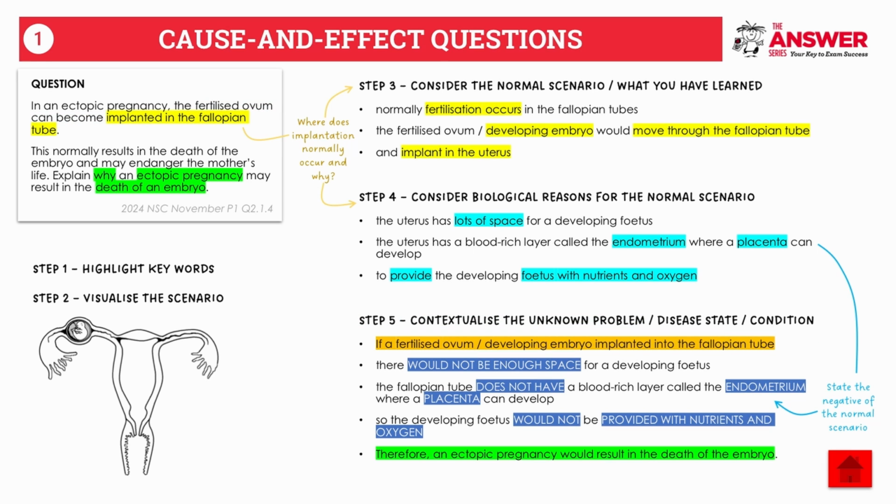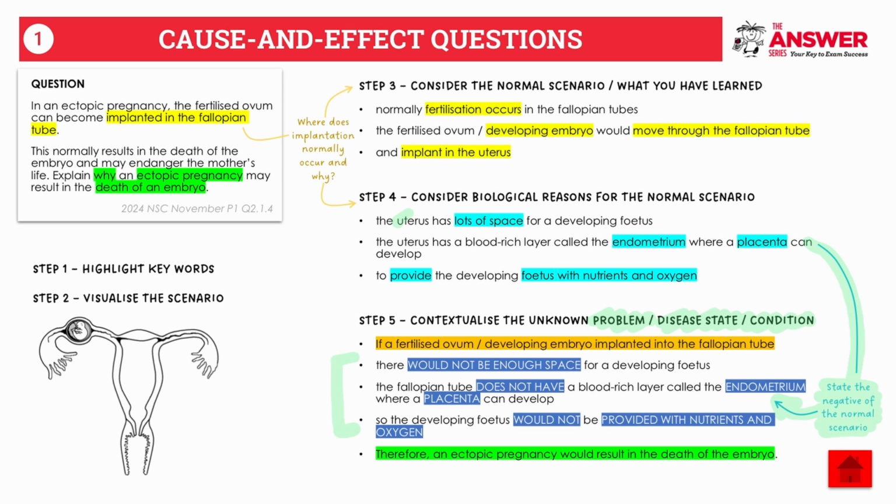Now, the explanation section in blue basically requires you to think of what you learned, what you know the normal scenario is, and to state the negative of it. That is very typical of a disease state or a condition or some other unknown problem that you're faced with. We teach you how a normal structure or system or organ will function, and then in an exam you get confronted with the scenario where it's not working properly or something went wrong. And you need to just think about, if it can't do its normal job, what would be the problem? So you're stating the negative of the normal.